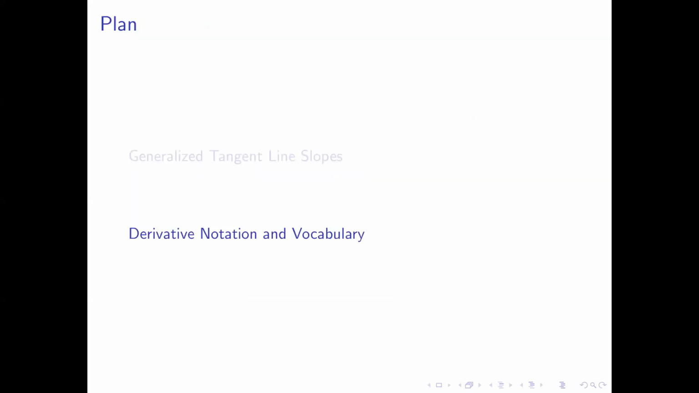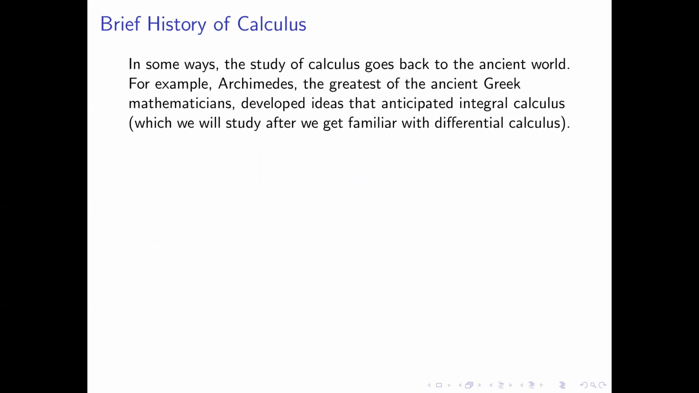Let's say a little bit more about derivatives by looking at some notation for talking about them and some vocabulary associated with them. To do this, it helps to know a little bit about the history of calculus. So if you go way back to the ancient world, you can find mathematicians doing things that look like calculus. For example, Archimedes, who was the greatest of the mathematicians in ancient Greece, developed some ideas that were basically versions or anticipations of integral calculus. We're going to study integral calculus later after we finish differential calculus, but Archimedes came up with some of the core ideas of it on his own back in ancient Greece.